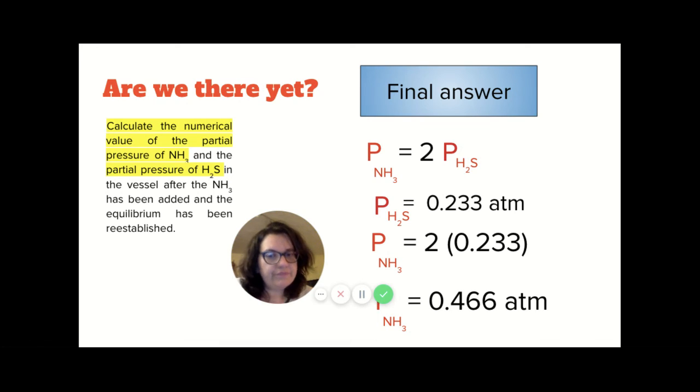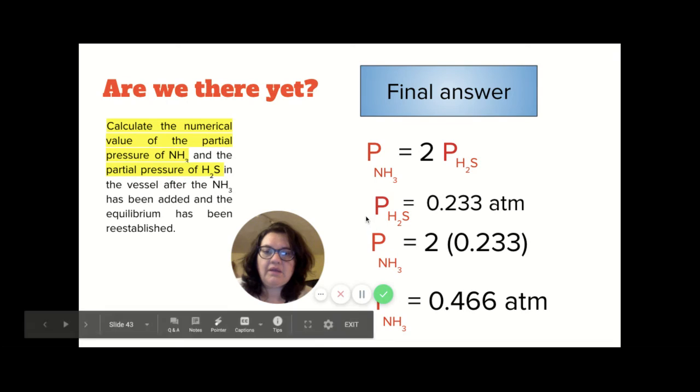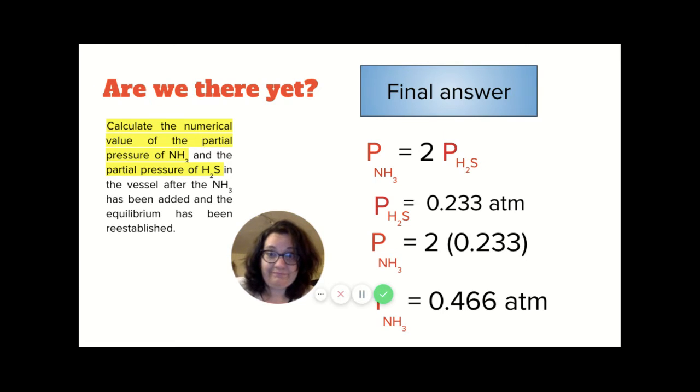They are pressures, therefore they have units. K doesn't really have a unit. That unit is not very informative, but pressure does have a unit. And we're done. Yay!